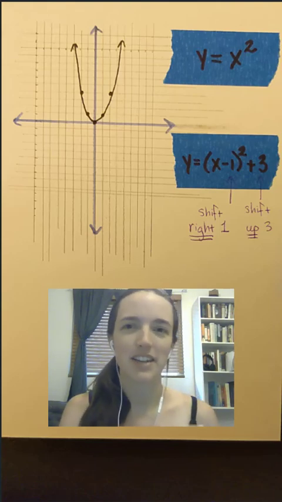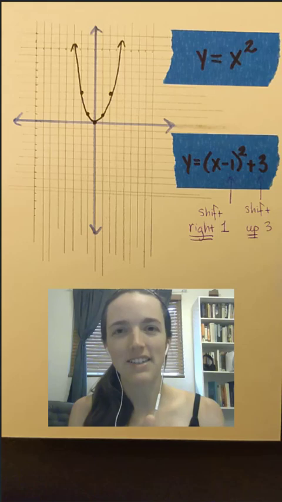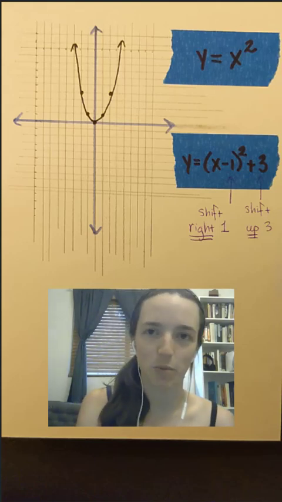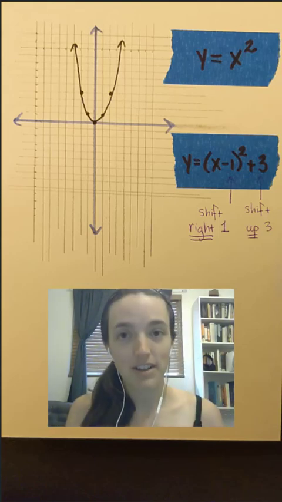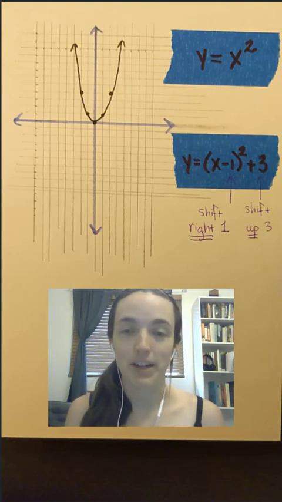You might expect that to go to the left one because it's minus, but it actually is going to move right 1. Things that happen outside the parentheses are going to move the graph up or down. And this is exactly what you expect. So since it says +3, it's going to move up 3.